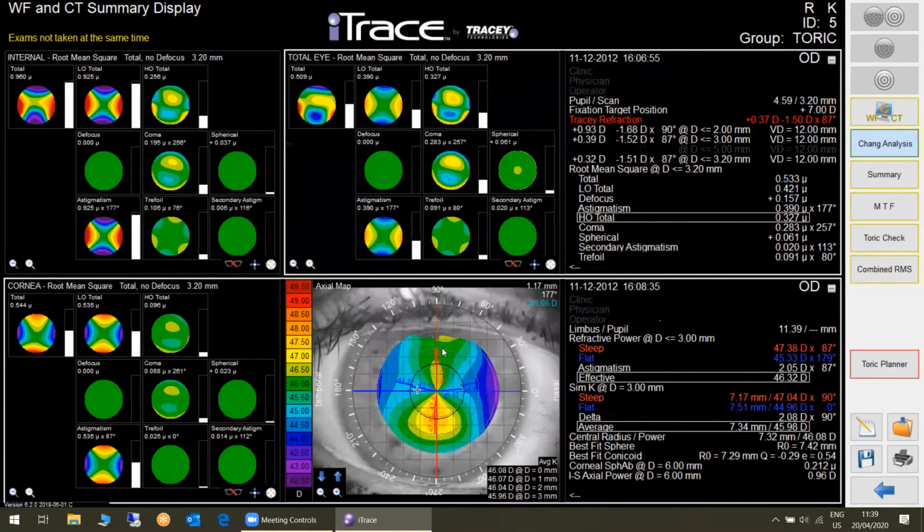So this is 3 examples of what you can do with the iTrace for toric lenses post-op. And now I want to go to a next level, because I know that all of you are very intelligent people. And I know all of you have a lot of experience. And I hear you thinking, and I see it all the time. I see, like, I got this. I think I don't need to buy an iTrace for this.